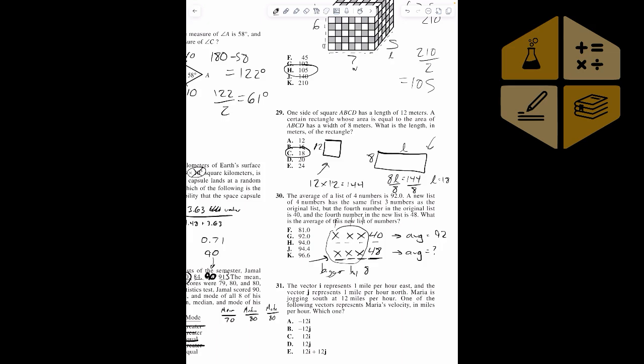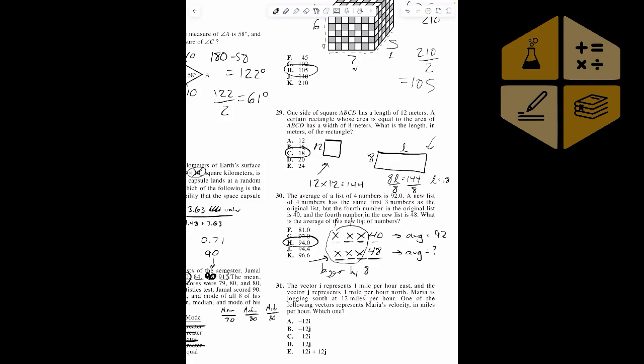If the second list is bigger by 2 per number, then that means that the average is going up by 2. If the average of the original list is 92, the average of the new list is 94. That's how I know number 30 is H. Okay, think about it like this. 8 more is being added to the second list. Another way to do that would be to make this, let's just pretend these are all 100. I don't know what they are, but let's just pretend they're all 100.